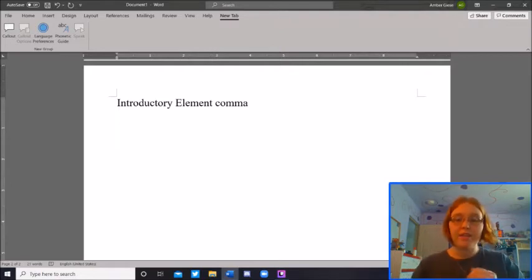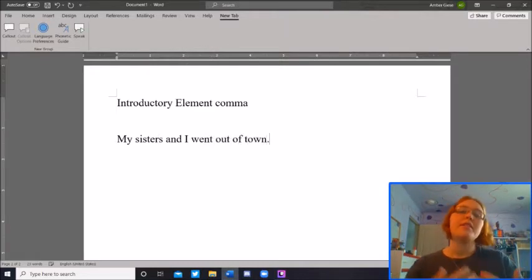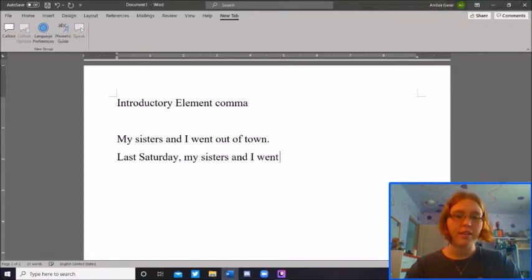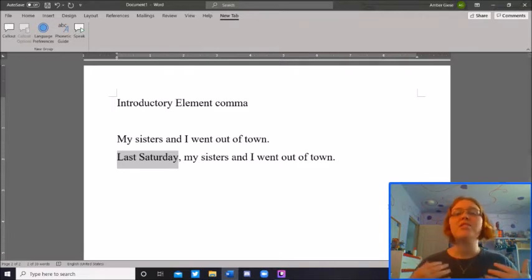This is a comma that basically says, I'm giving you a bit of extra information at the beginning of the sentence. For example, if I say, my sisters and I went out of town. The sentence only tells you a little bit. It only says, my sisters and I went out of town. It doesn't say where. It doesn't say when. However, if I wanted to say, last Saturday, my sisters and I went out of town, this is the introductory element. It's a word or a phrase that gives more context to the sentence. You suddenly know that, hey, my sisters and I went out of town last Saturday.